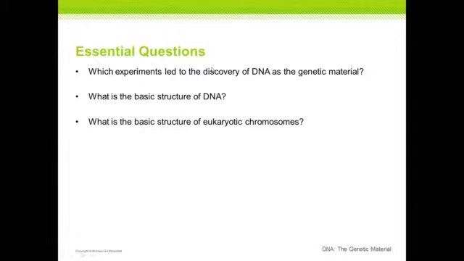Now guys, I have 3 essential questions that are going to be going into this chapter. The first one is, which experiments led to the discovery of DNA as the genetic material? What is the basic structure of DNA? What does it look like? And what is the basic structure of the eukaryotic chromosome? So this whole chapter, guys, as you can tell here, is going to focus on these 3 basic ideas. And it's all about DNA and how DNA works.